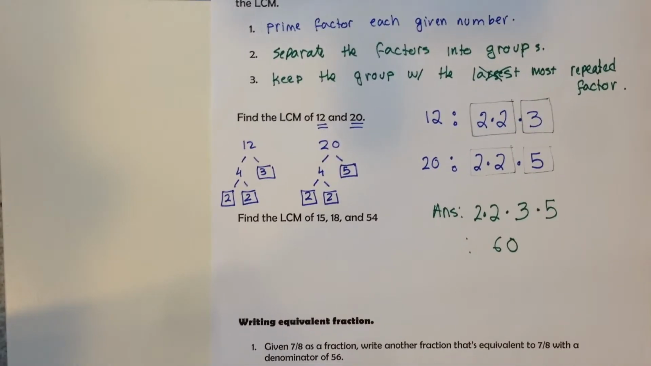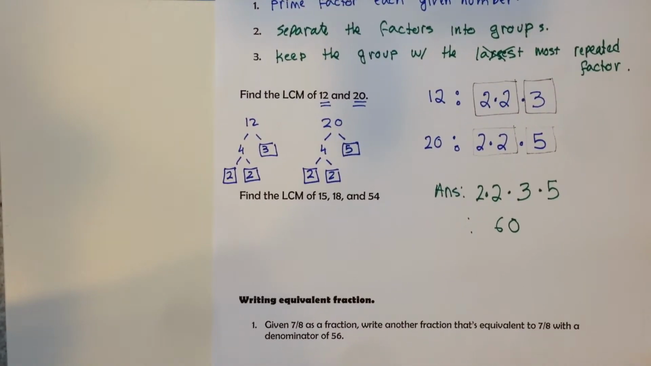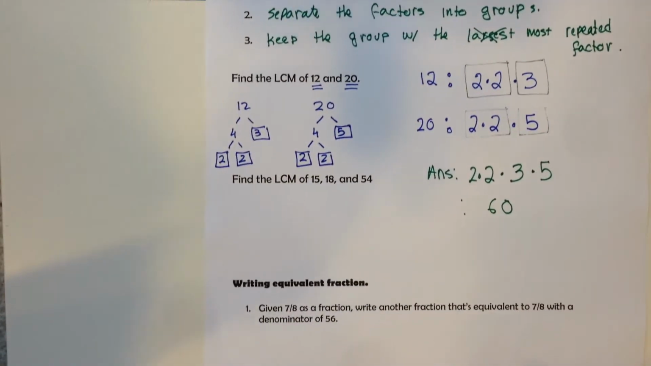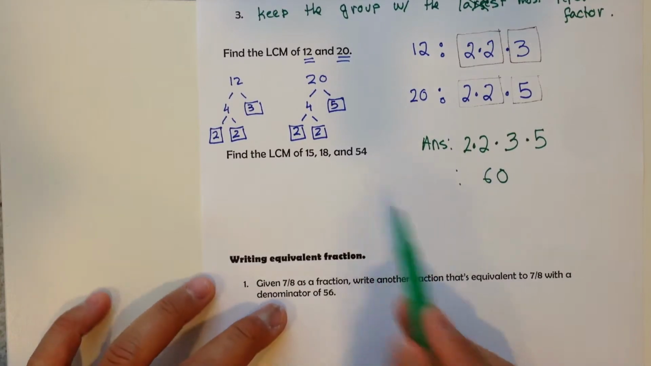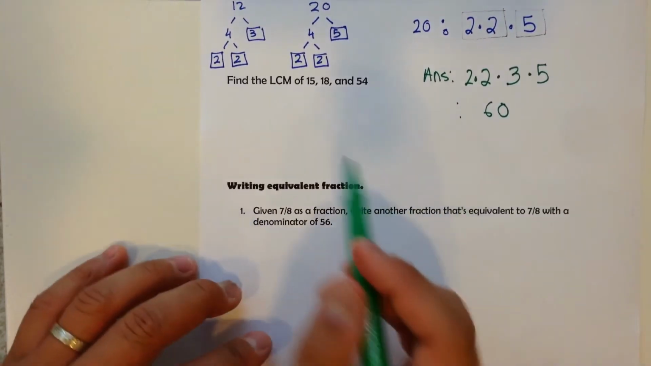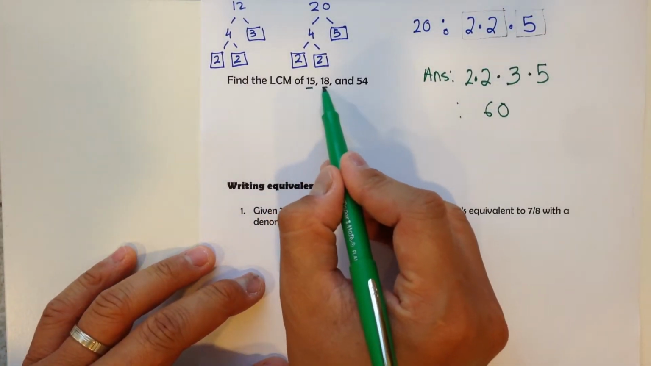Alright. I think if you were to watch what I did for the first time, it would be hard to understand. So I'm going to do another problem, and then hopefully you can pick up your understanding from here. Prime factor 15, 18, and 54.